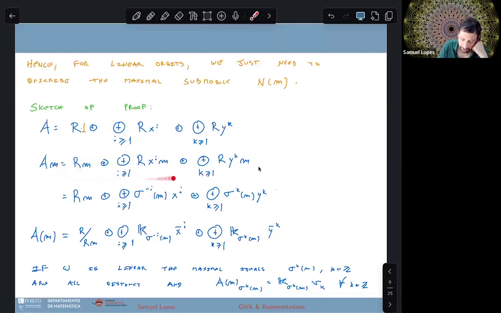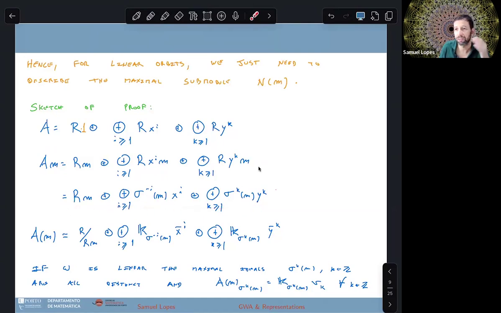I haven't really done anything. I just put M at the far right. But now I want to move the M closer to R. And that I can do because, for example, to move the M here, I just need to apply sigma to the minus i. In other words, I need to apply sigma inverse i times. So I get this. This is what this submodule looks like.